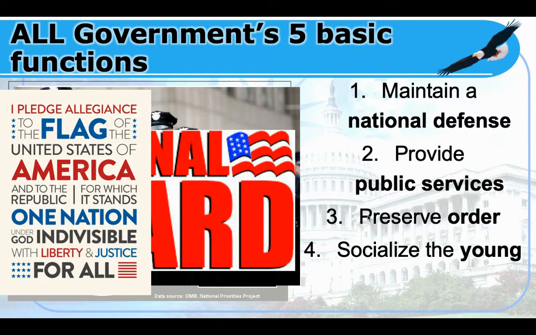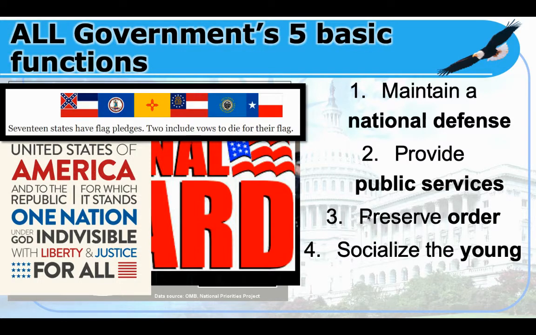As you grow up, I've been doing it my entire life because I've been a teacher for 22 years. And you can see here 17 states have flag pledges, including Texas, and 2 have vows to die for their flag. Can you guess those 2? I'll give you a second.